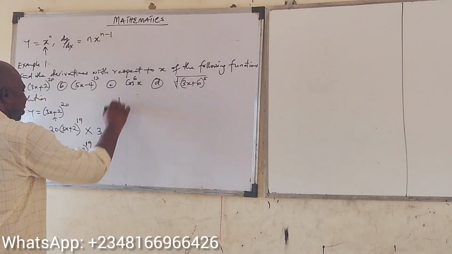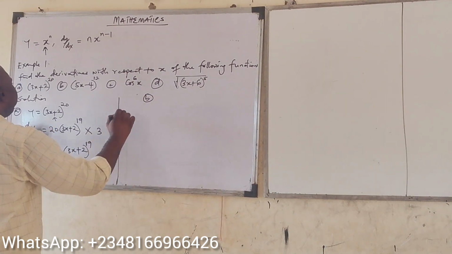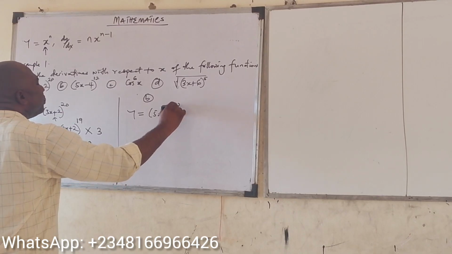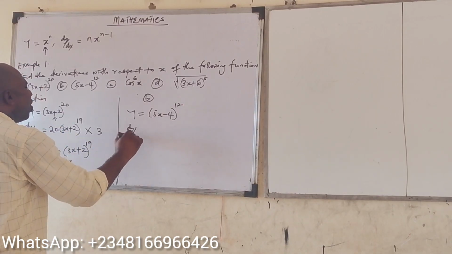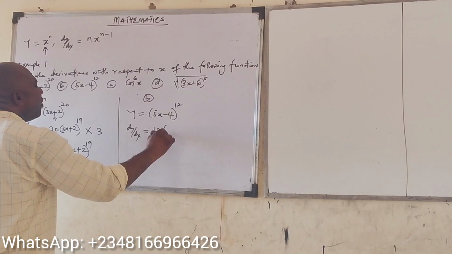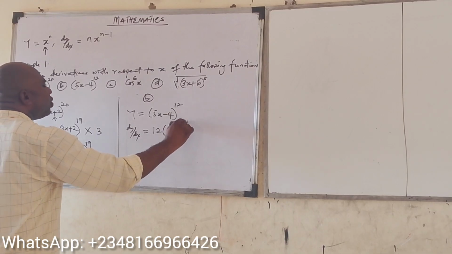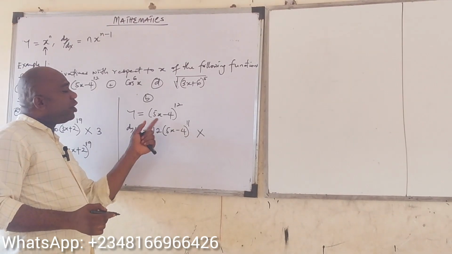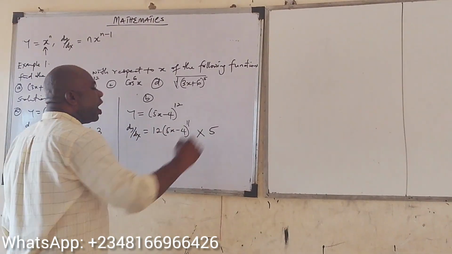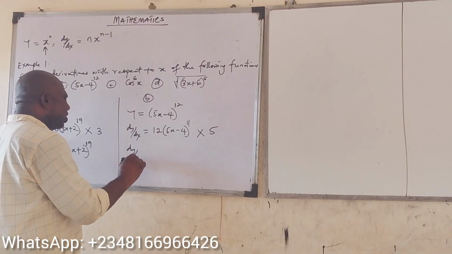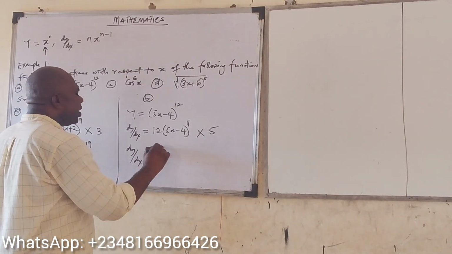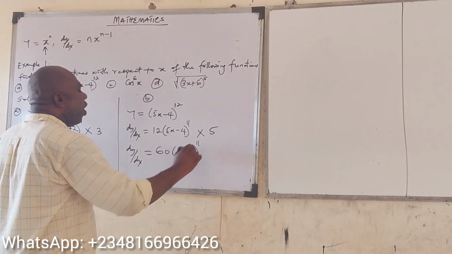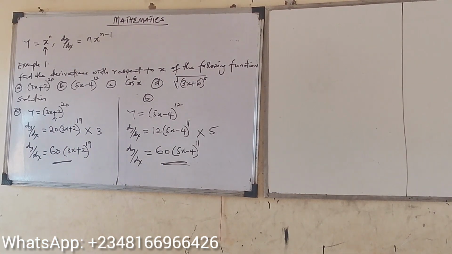Now let's look at B. Question B, we have y is equal to 5x minus 4 raised to the power of 12. So here dy/dx will be equal to 12, we have 5x minus 4 raised to the power of 11. Then you multiply it by the derivative of the function inside the brackets, and when you differentiate 5x minus 4, it gives you 5. So dy/dx will be equal to 12 times 5, which is 60. So we have 60 bracket 5x minus 4 all raised to the power of 11. Now let's look at C.